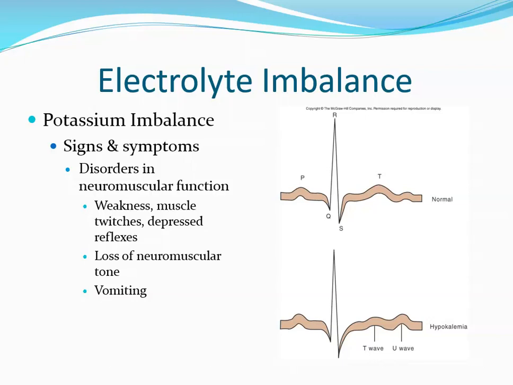Signs and symptoms of low potassium. You will see disorders in neuromuscular function. Muscles will become weak. You may experience muscle twitches and a depressed neuromuscular reflex. You will also see loss of neuromuscular tone. There can also be vomiting. In the EKG, you will see some significant changes as well. The top trace is a normal ECG. The bottom is the result of low potassium. You will see a flattened T wave and a prominent elevated U wave.